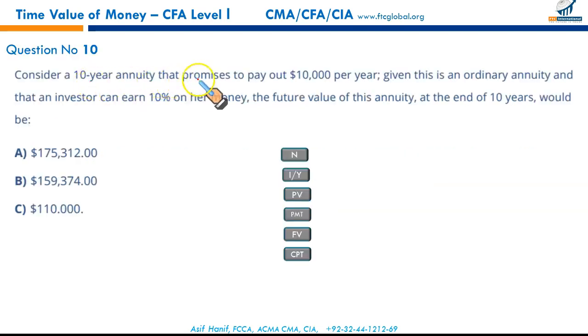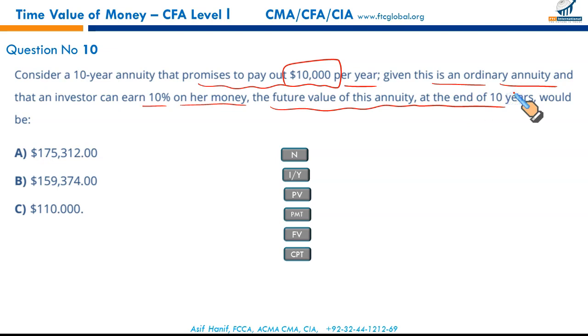Consider a 10-year annuity that promises to pay you $10,000 per year. Given this is an ordinary annuity, an investor can earn 10% on her money. The future value of this annuity. Straightforward question. Plug in the numbers. Ordinary annuity 10. Interest rate to be compounded yearly 10%. No present values to be calculated. The payment is $10,000. You need to just calculate the future value. Enter all these, press CPT and future value, and you'll get your results straight away.